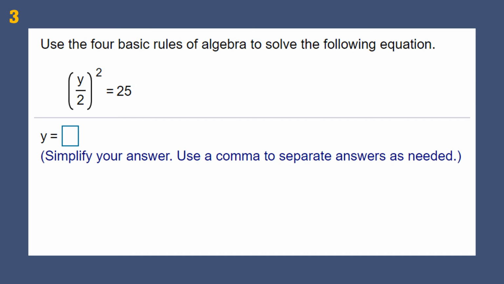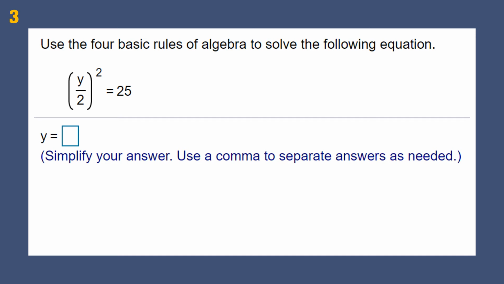Use the 4 basic rules of algebra to solve the following equation. Don't get bogged down by that terminology. All that means is, hey, don't break the laws of algebra. Don't break the rules. The basic rules of algebra say if we do something to one side of an equation, we do it to the other.